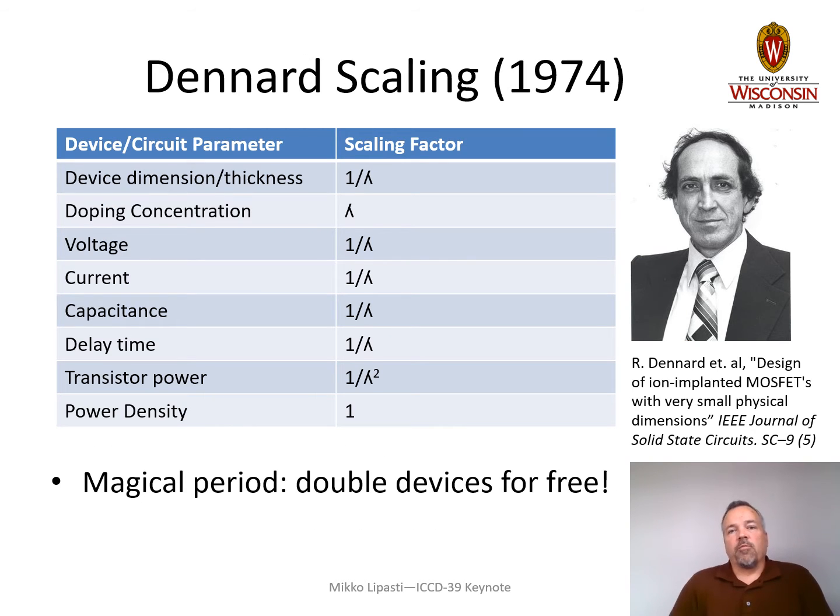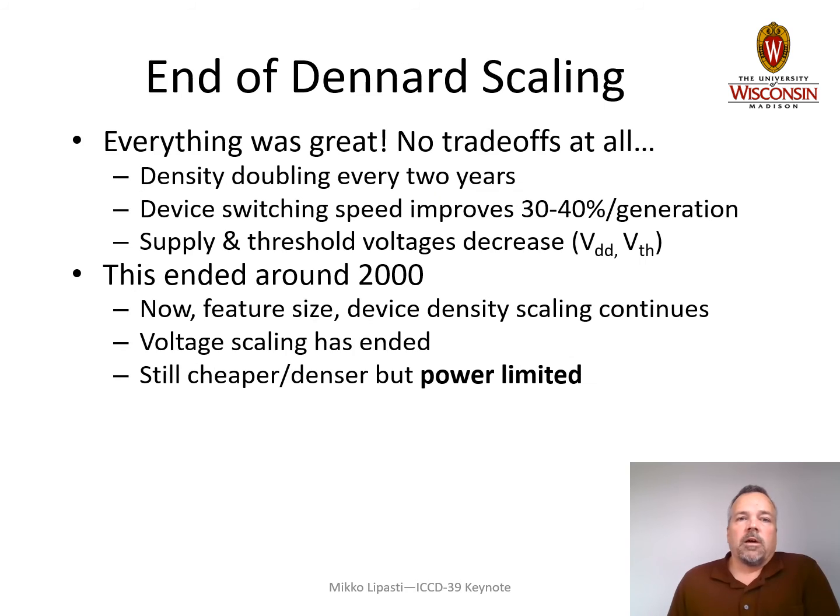A variant of Moore's Law was the Dennard scaling law that he described in 1974. I'm not going to get into all the details, but the main idea is that if you scale by a factor lambda in every process generation, then all of these attributes of the design, like the device dimensions, doping, voltage, current, capacitance, delay, and power, all scale inversely with that scaling factor. The end result is that power density doesn't vary with the scaling, which means we have constant power density, which essentially means we get double the devices for free as long as this Dennard scaling rule holds. And so as long as we had Dennard scaling, everything was great. There were no trade-offs at all.